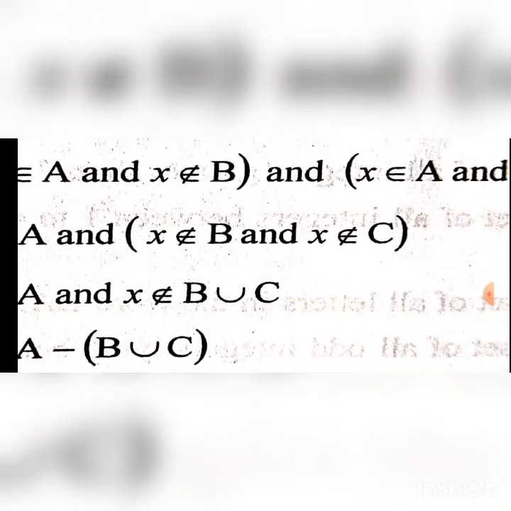Then we take x belongs to A as common and we group x does not belong to B and x does not belong to C. So what is the next step? x belongs to A and x does not belong to B and x does not belong to C. So see here, x belongs to A and this bracket means x does not belong to B and x does not belong to C. Means x does not belong to B union C. Since x does not belong to B and x does not belong to C, x must not belong to its union.